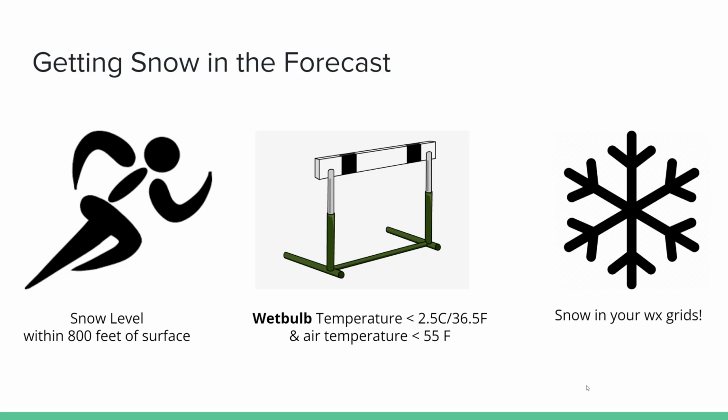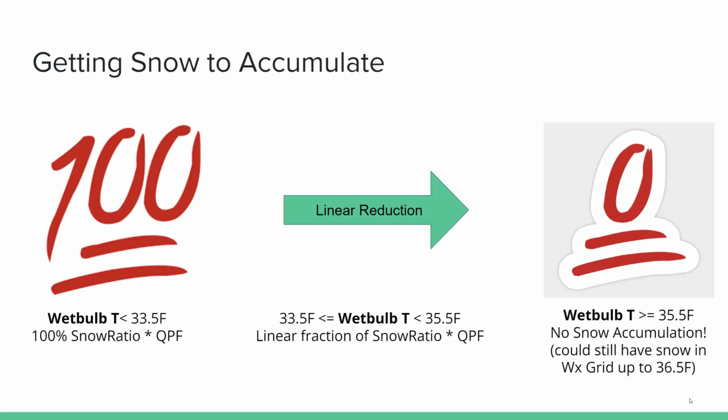So finally, to summarize, if we just want to get snow to show up in the forecast, then we need to get the snow level within 800 feet of the surface. But that's not sufficient on its own. We have to make sure that we clear the hurdle of ensuring that the wet bulb temperature is below 2.5 degrees Celsius and the air temperature is below 55 Fahrenheit. Now fortunately, ForecastBuilder has the tools that we just reviewed in order to help you make sure that those consistency checks are met and that you can get snow into the grids when you intend to have them there.